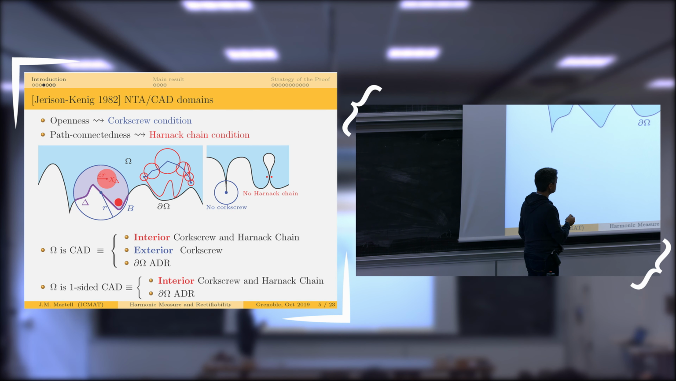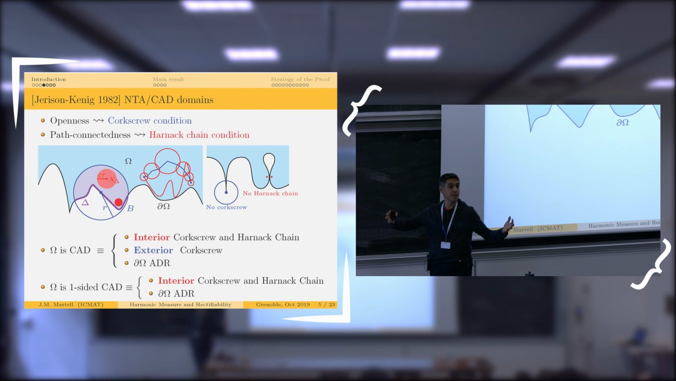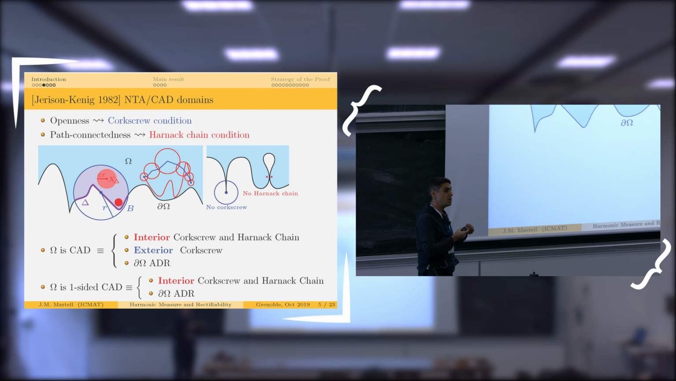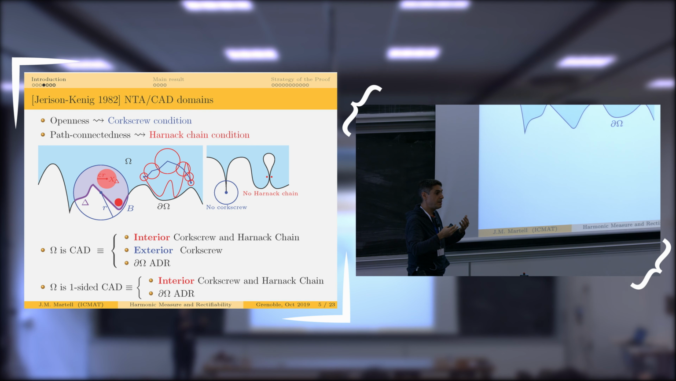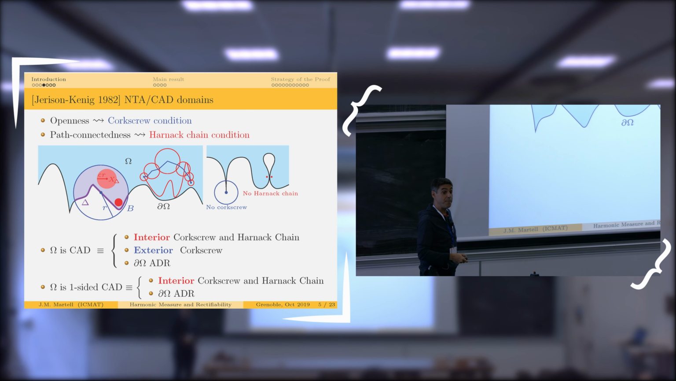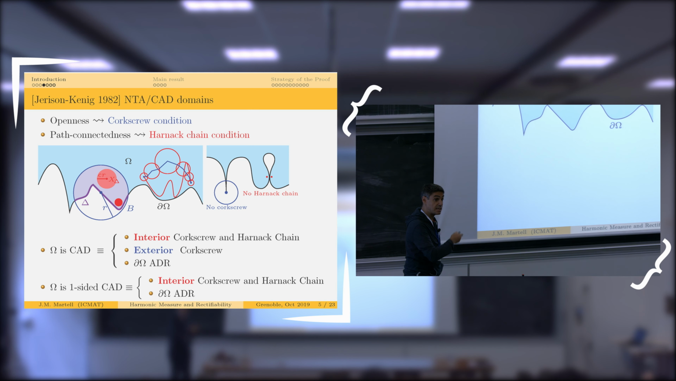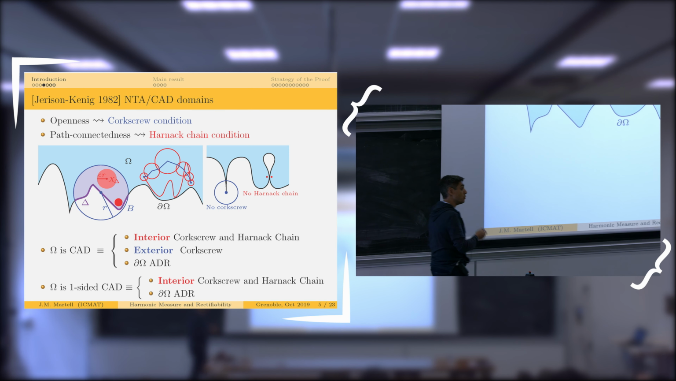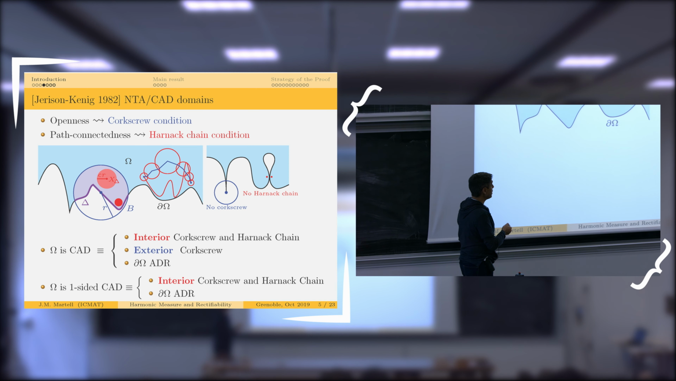The size of the ball, the diameter, is comparable to the distance to the boundary. The farther away you are from the boundary, the bigger the ball. So in a sense, you are trying to get a very efficient path joining the points that doesn't get to the boundary. And also what is important is that the number of balls, which is called the length of the chain, has to depend only on the ratio between the distance between the two points and the relative distances to the boundary. Okay?